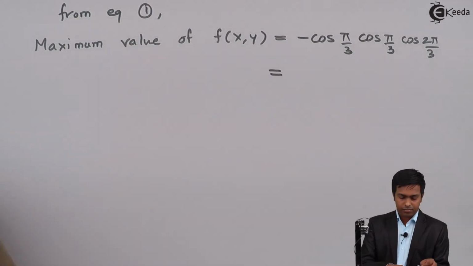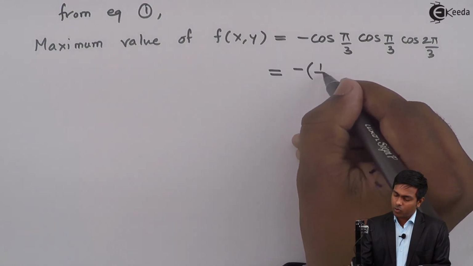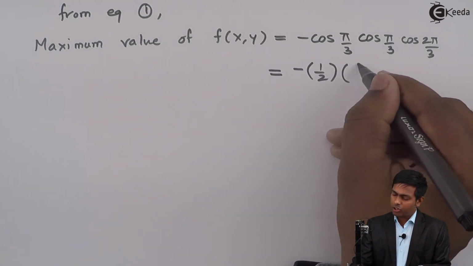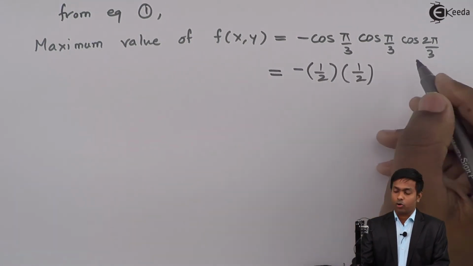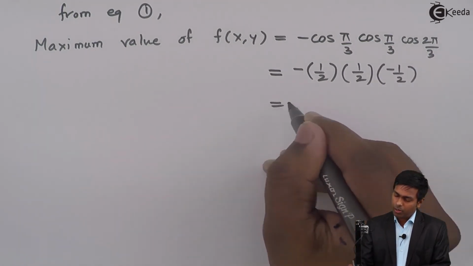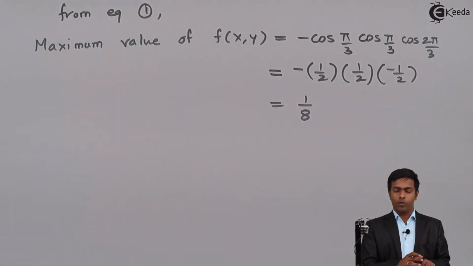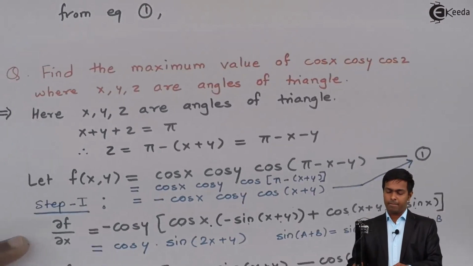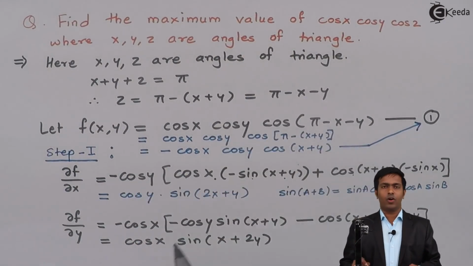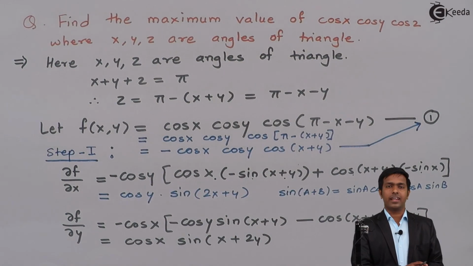Now let's check the values. We know that cos pi by 3 is 1 by 2, again cos pi by 3 is 1 by 2, and cos 2 pi by 3 is minus 1 by 2. So by multiplying this we will get positive 1 by 8. Therefore the maximum value of cos x, cos y, cos z is 1 by 8. Thank you.